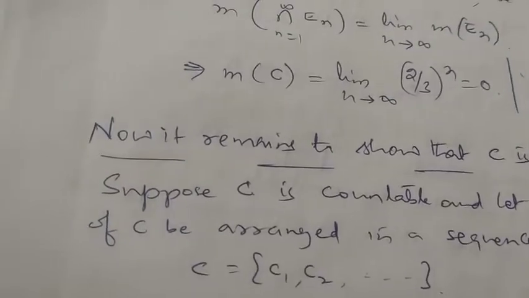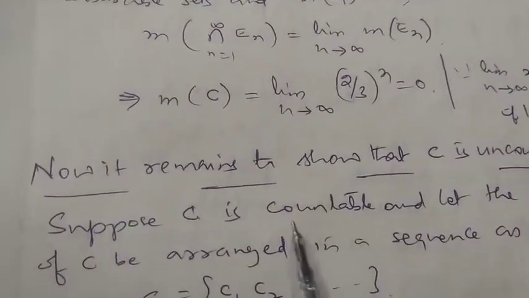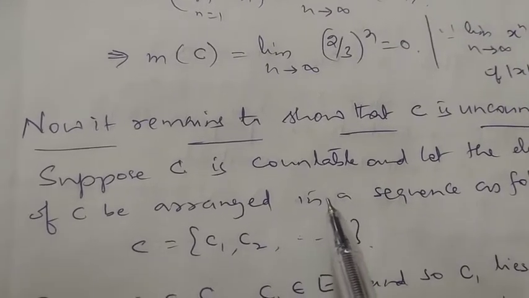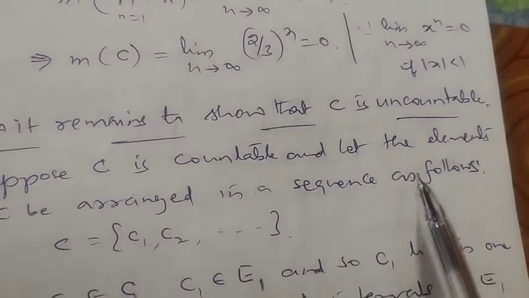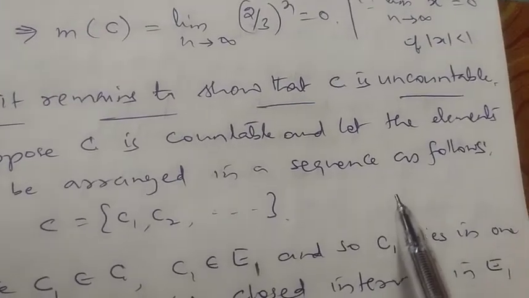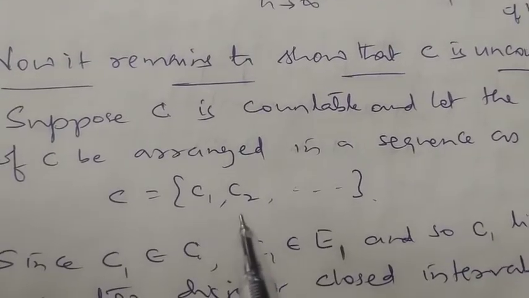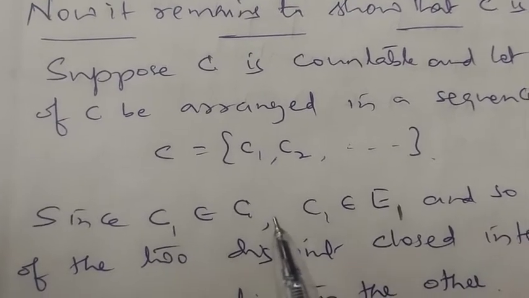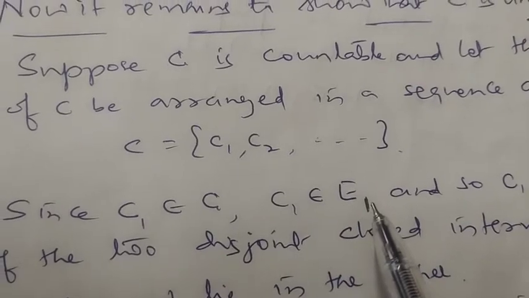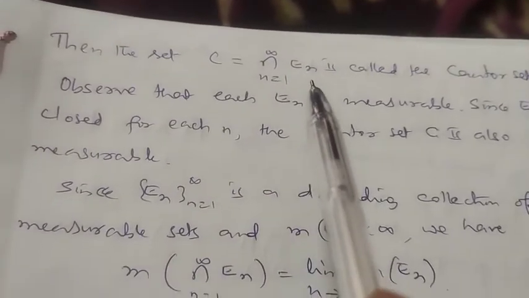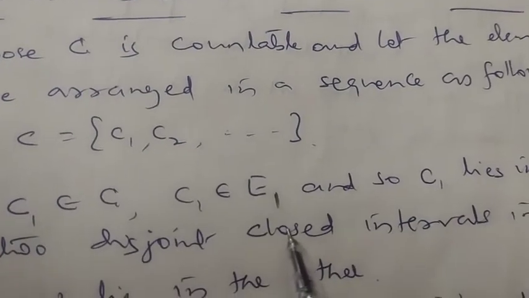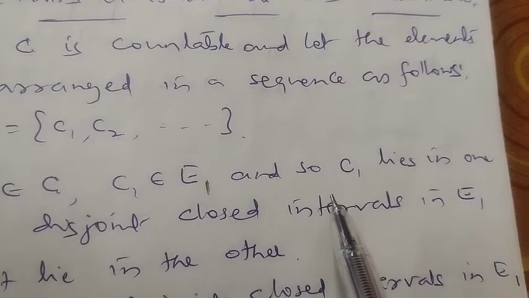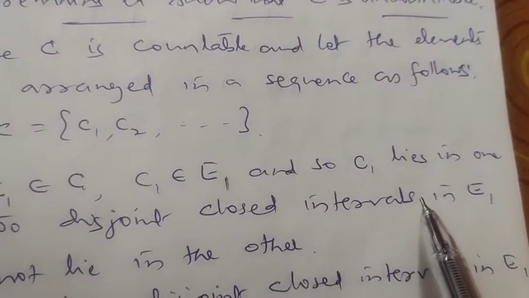For this, suppose on the contrary that C is countable. C is countable means we can list the elements of C in a sequence as follows: C is equal to {C1, C2, and so on}, a countable collection. Now, since C1 belongs to C, C1 definitely belongs to E1 because C is the intersection of all these En, right? E1 is the union of two disjoint intervals, therefore C1 lies in one of the intervals. Understand this?